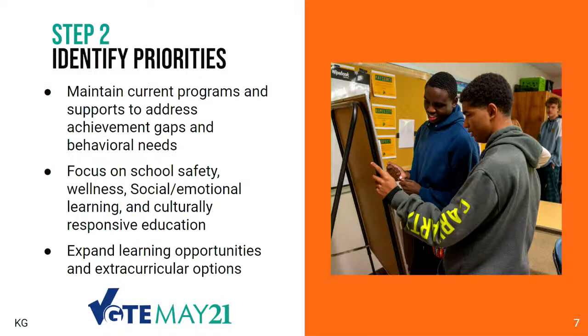At the same time, we're really looking at what our priorities are. You can see here, we've got three main areas that continue to be our main priorities: maintaining current programs and supports to address achievement gaps and behavioral needs. We know we have work to do, particularly related to achievement gaps and behavior, so that remains a focus and a priority. Continued focus on school safety, wellness, social emotional learning, and culturally responsive education. And thirdly, expanding learning opportunities and extracurricular options. I'm going to talk much more specifically as I get into the presentation about these and how they're represented in this budget.